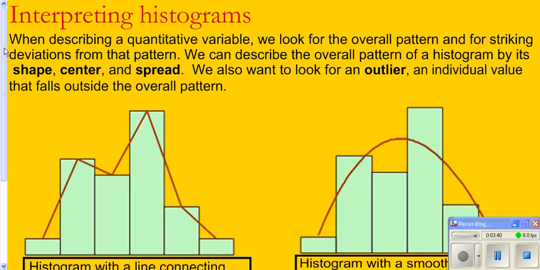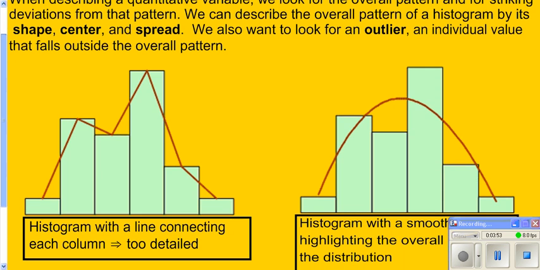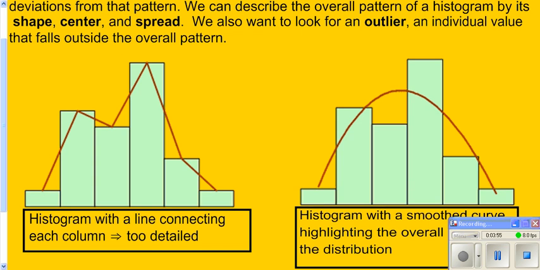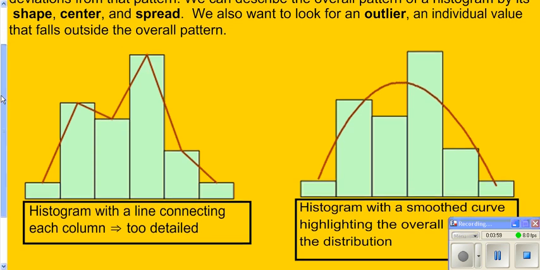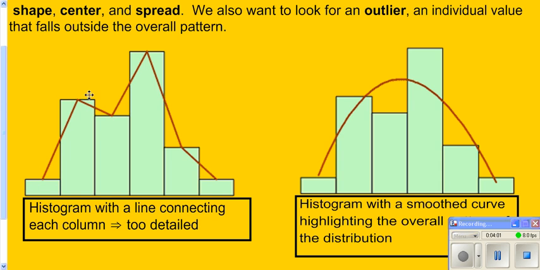Now, when you're looking at a histogram, you want to look at how far the histogram goes from left to right, meaning the spread, and you want to look at where the center is, meaning where's the middle of your histogram, where's the middle part of your data. And then you want to look at the overall shape. When we're talking about the overall shape, we're talking about not the detail connecting the heights of the bars, but what's the overall general pattern of all of our data.